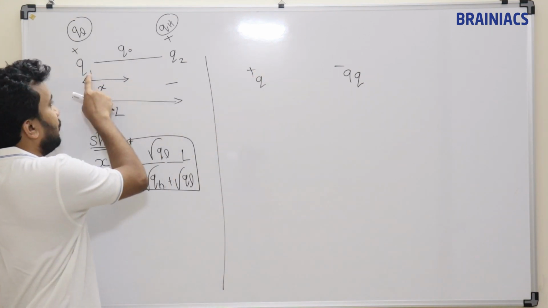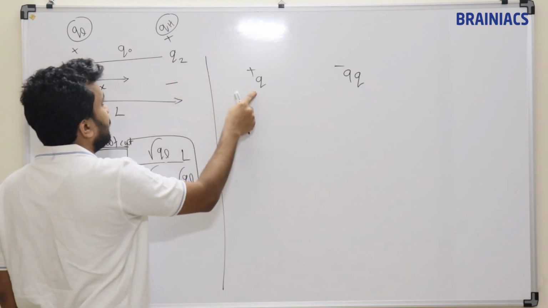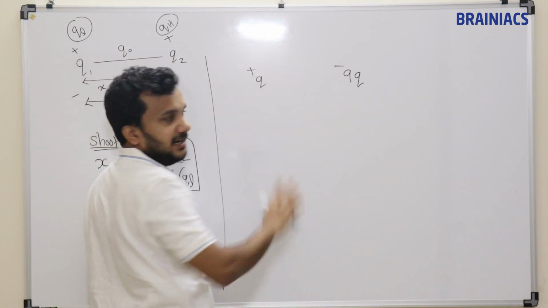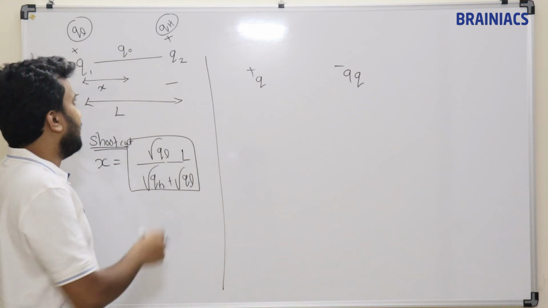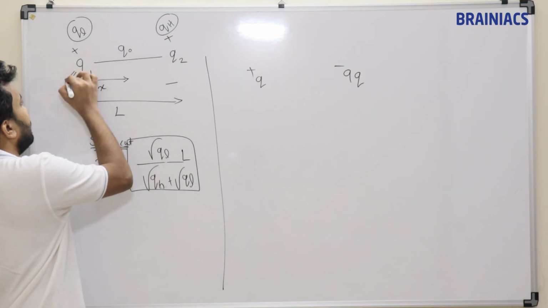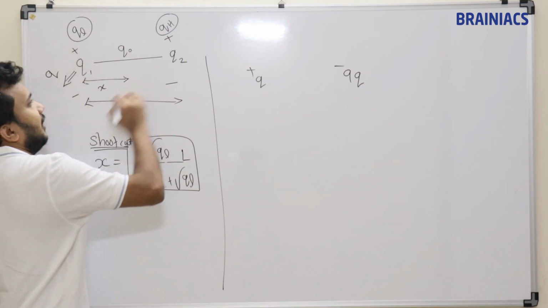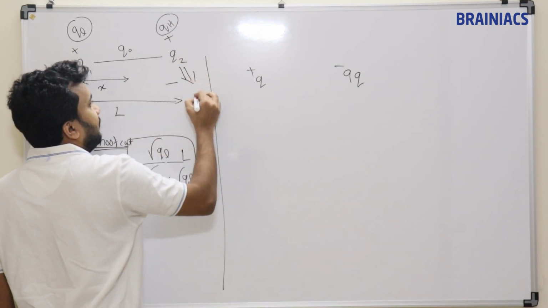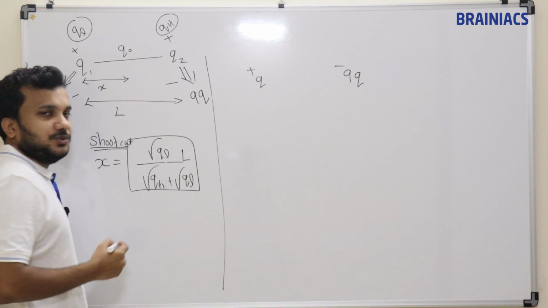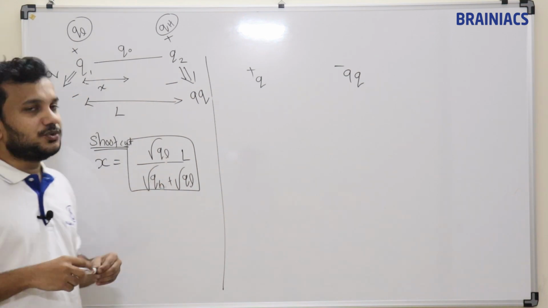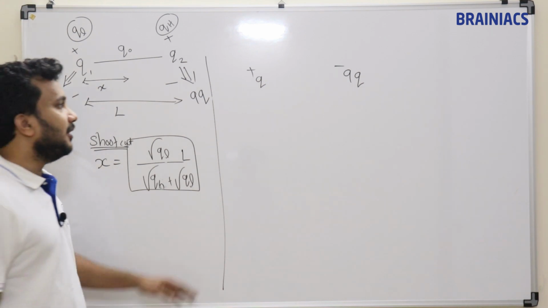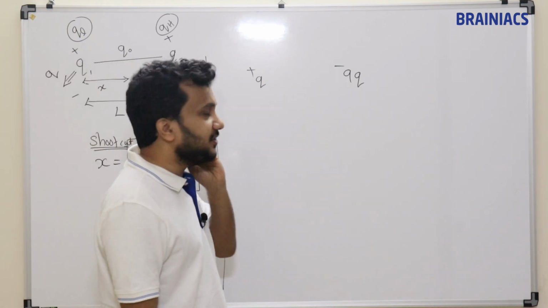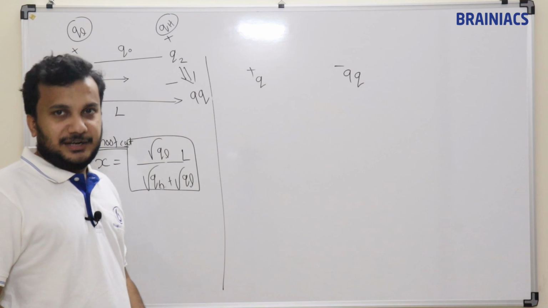This is similar to Q1. In this case, Q1 equals plus Q and Q2 equals minus 9Q. We can take any example. In the previous sessions, we took Q for Q1, and 9Q for Q2. In the same way, here also we can use any values, but just as an example, I have taken these values. But the only difference is that the sign conventions are different.